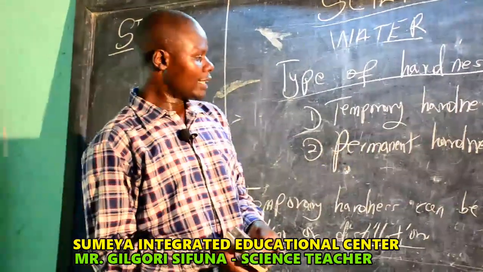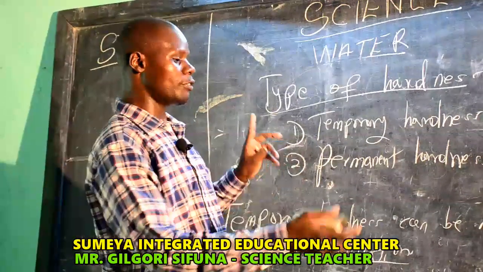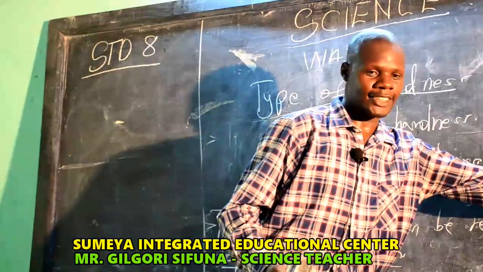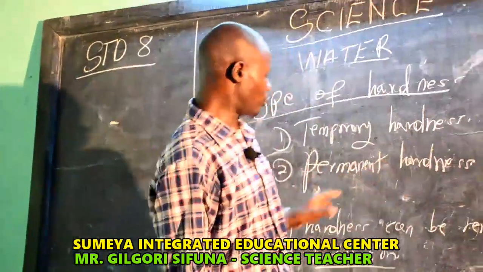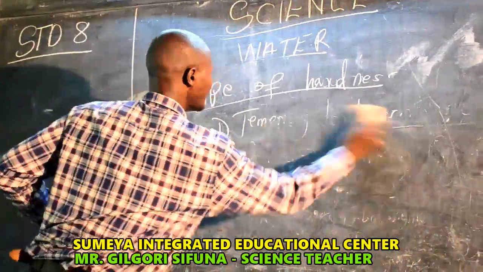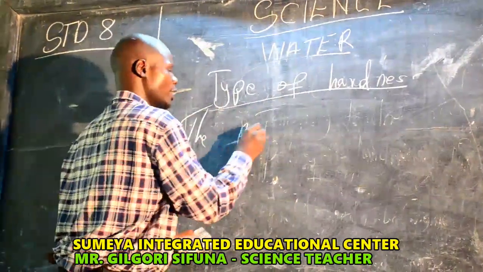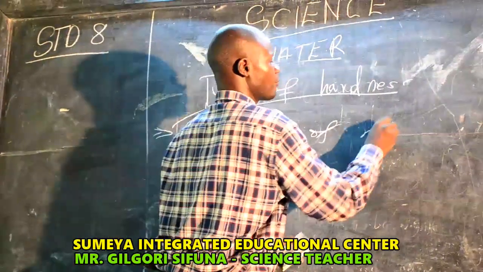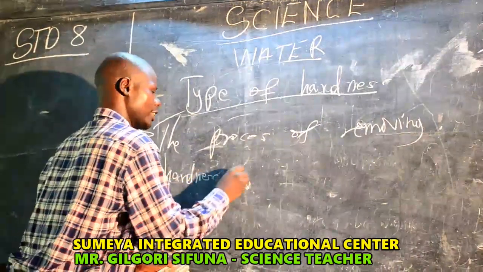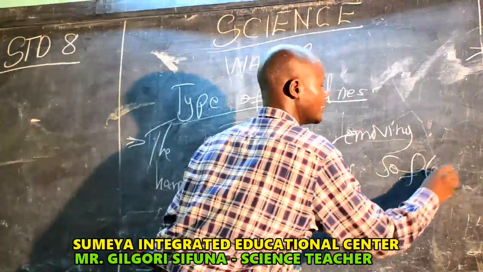Lastly, we have temporary hardness and permanent hardness, and you have seen 2 different ways on how you can remove temporary hardness and how you can remove permanent hardness. These methods of removing hardness are known as the process of softening.